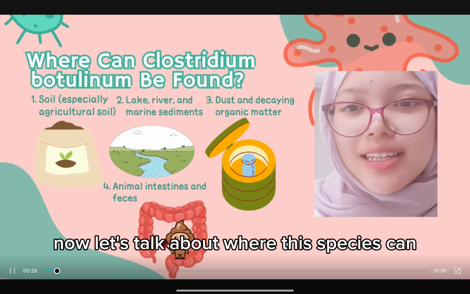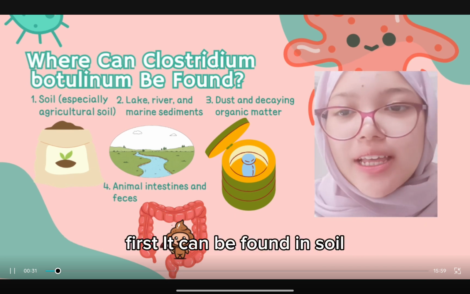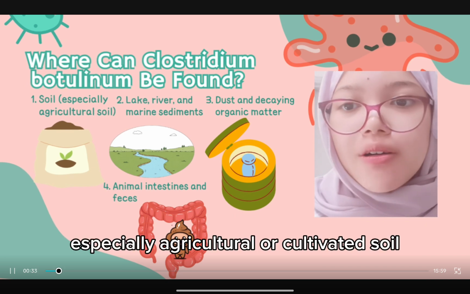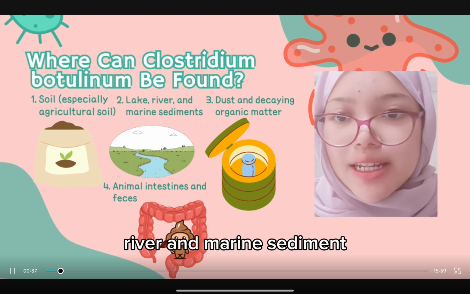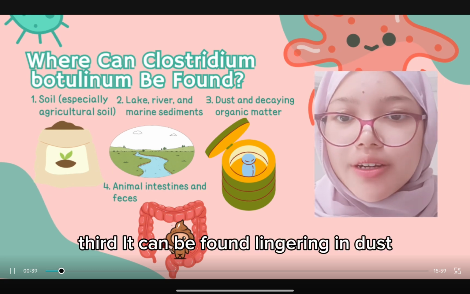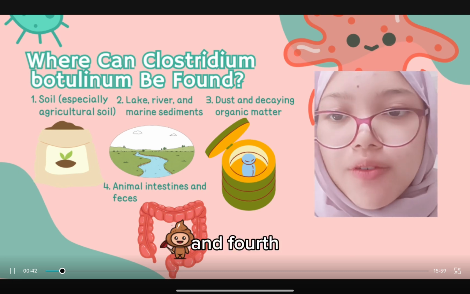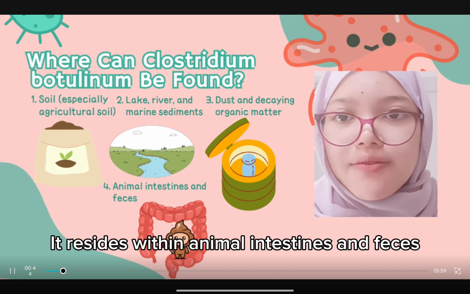Now let's talk about where this species can actually be found. First, it can be found in soil, especially agricultural or cultivated soil. Secondly, it thrives in lake, river, and marine sediment. Third, it can be found lingering in dust and decaying organic matter. And fourth, it resides within animal intestines and feces.